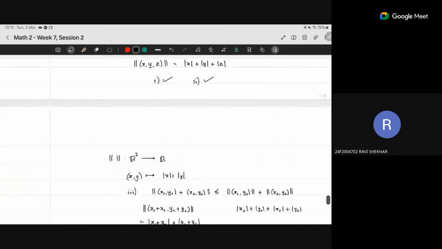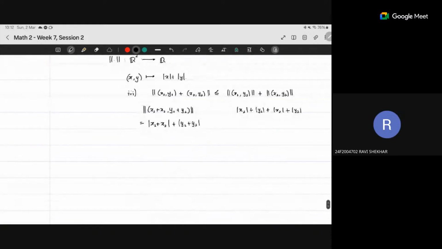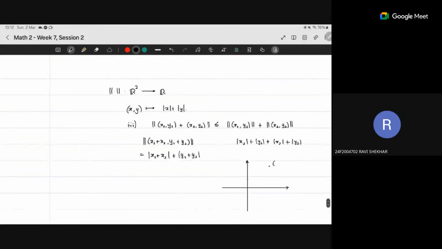The same thing you can do for R3 as well. In R2, there is an added advantage that I can show you something: what does this norm actually capture? So if I have a point xy, let's take some specific coordinates. Let's take say 4, 3.